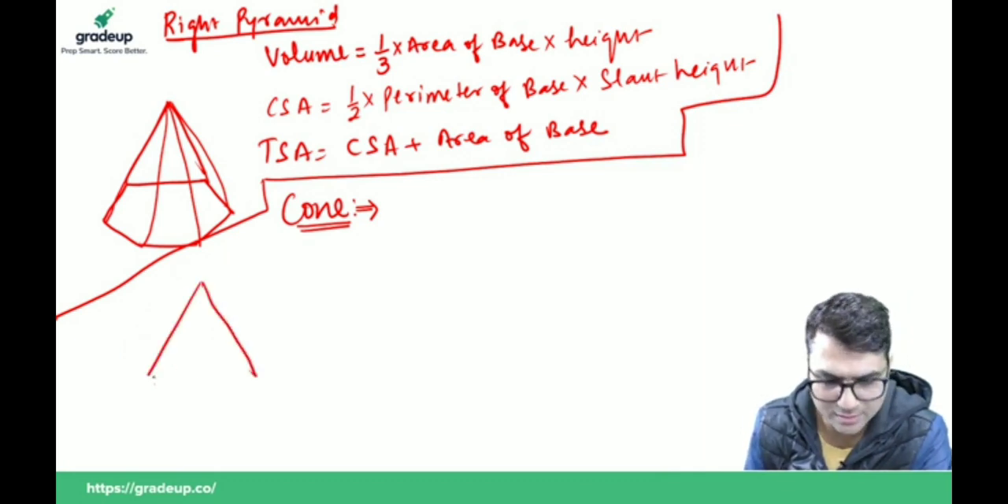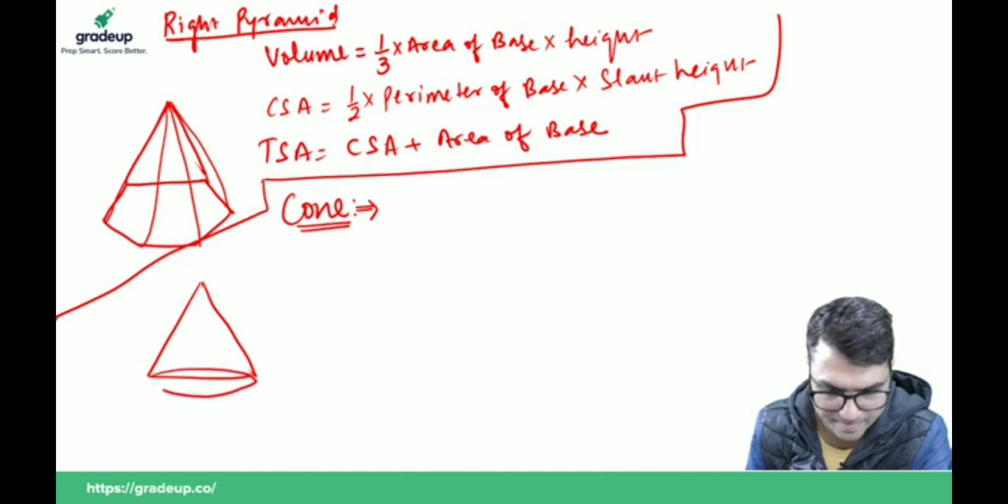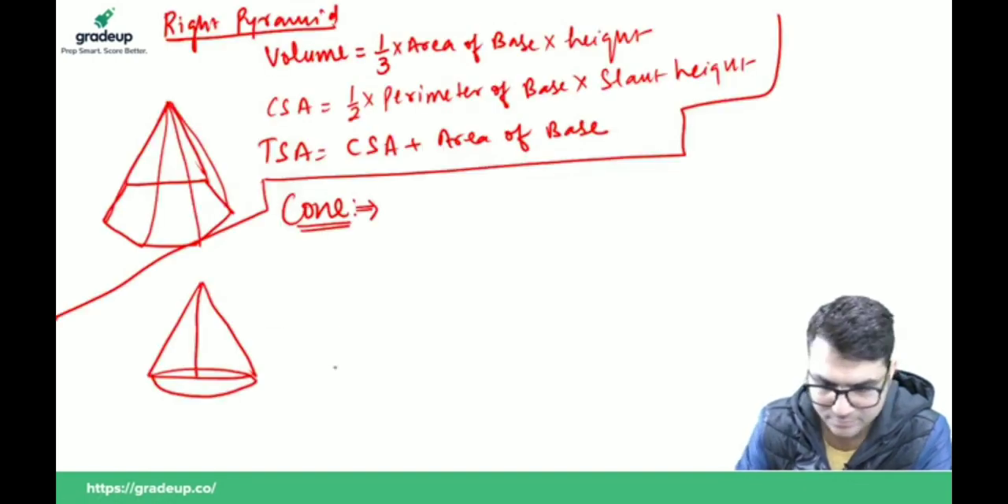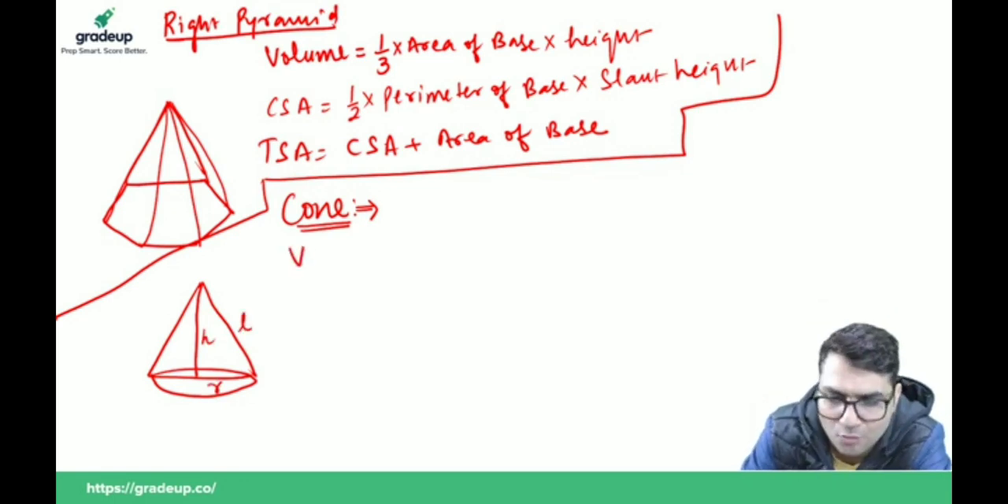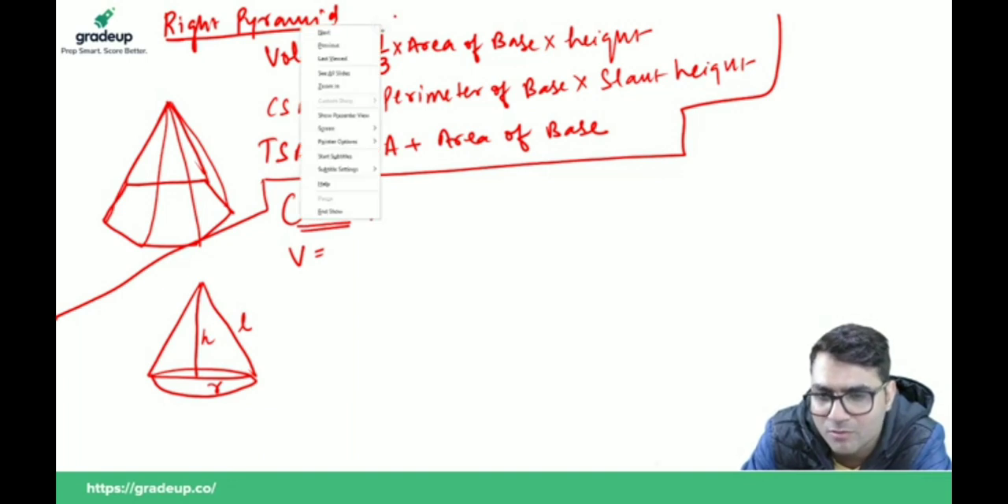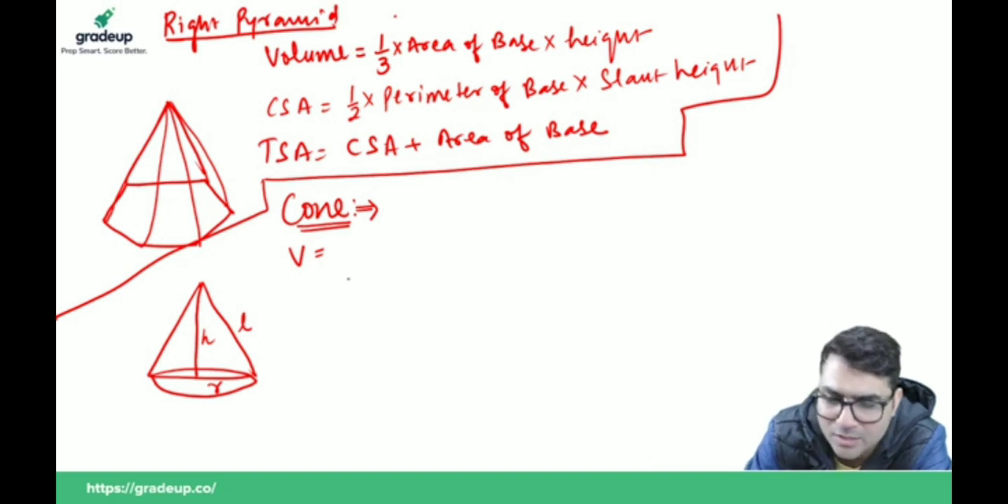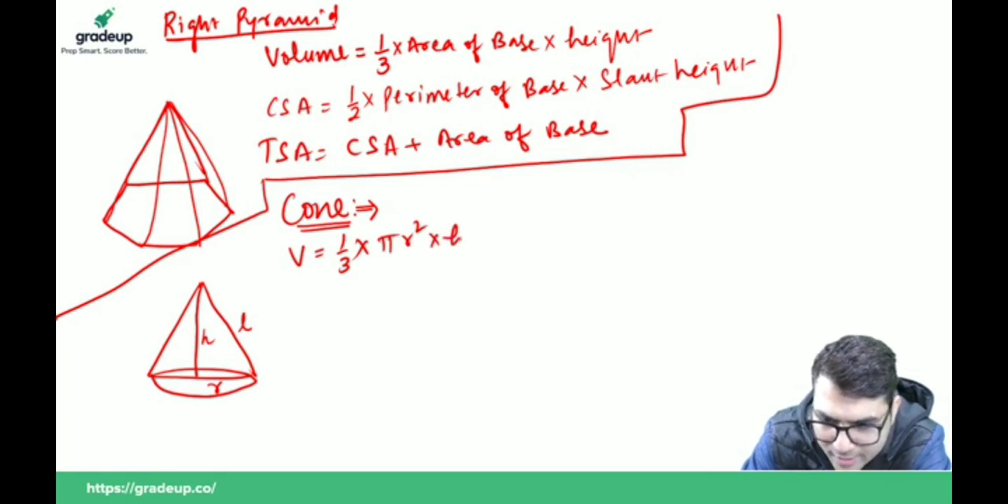Now this cone is a kind of pyramid based on a circular base. This is having a circle base. This is the radius. This is the height, and this is the slant height. Now volume, as you have, 1 by 3 area of base into height. 1 by 3 area of base is pi r square into height. As you all know, this is the volume of the cone.